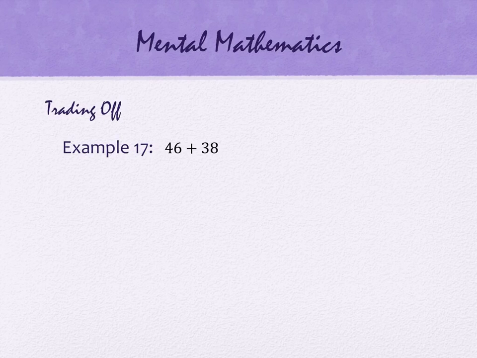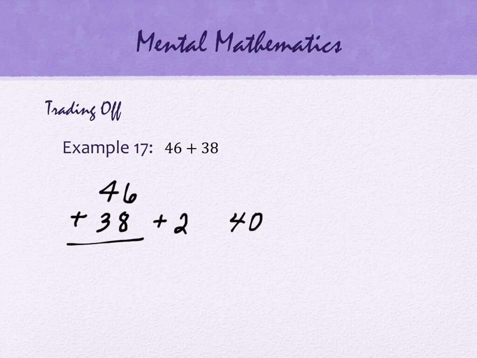Trading off. Trading off feels kind of like equal additions, okay? So here's 46 plus 38. I don't really like adding 38. In fact, if I were adding these, I would never add 38 to the number 46. What's a number close to 38 that would be nice to add to 46? 40. It's exactly 2 more, right? I'd much rather add the number 40 here. But if I add 2 to the 38, I'm going to take away 2 from the 46.